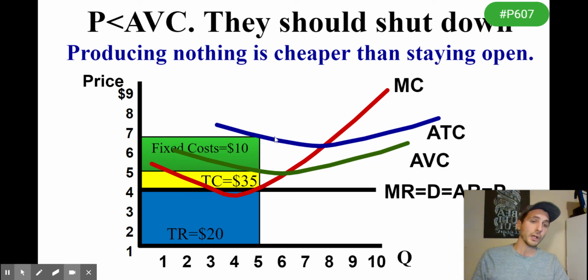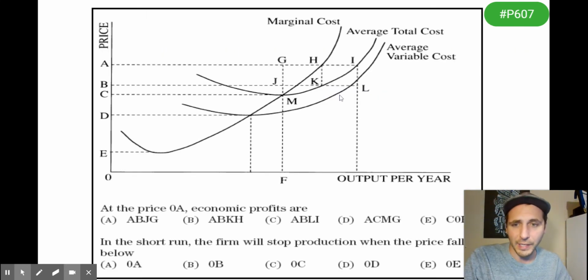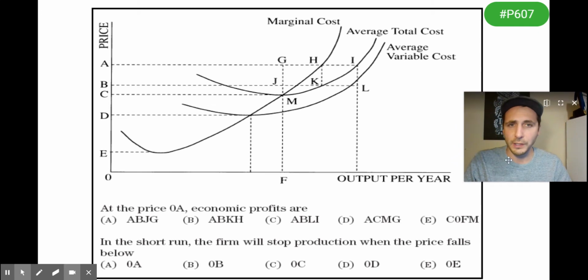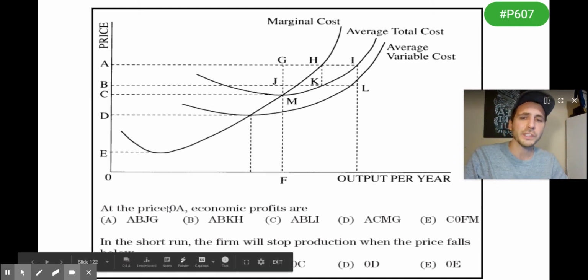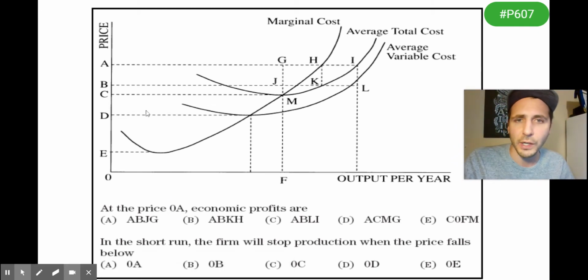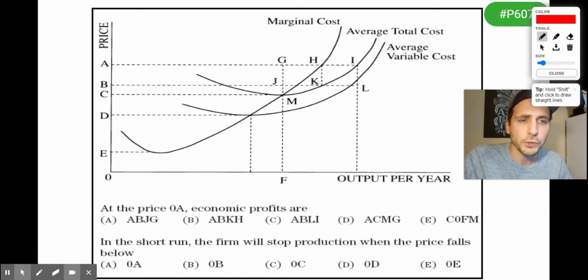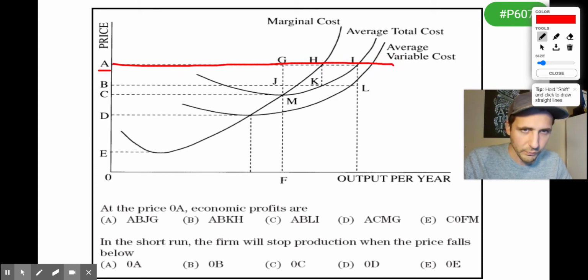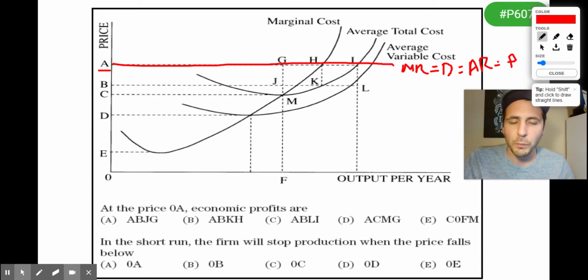So you cut your losses by shutting down. All right, let's try this little graph out here. So at a price of 0A, economic profits are... Okay, that's a little bonus question for you. So 0A, so price is right here. If this is our MR equals D equals average revenue equals price, if that is true, then what are my profits?